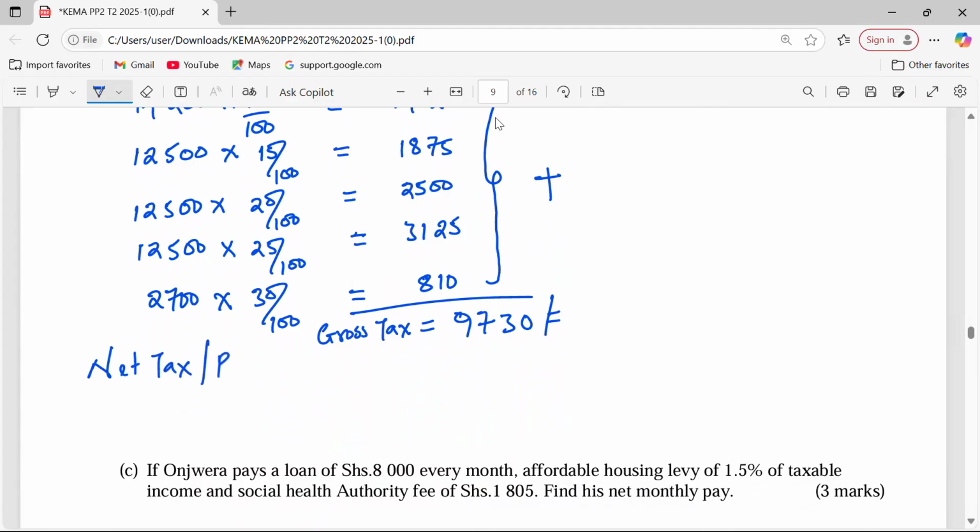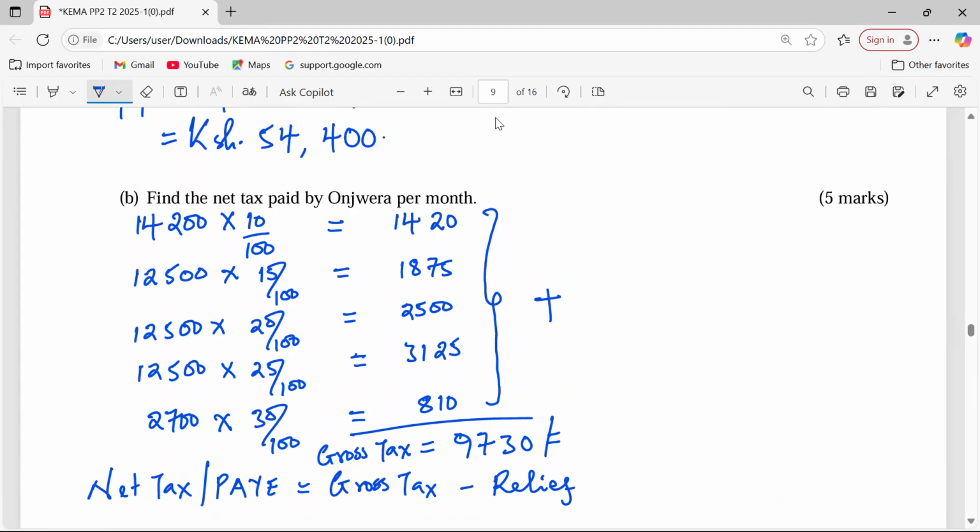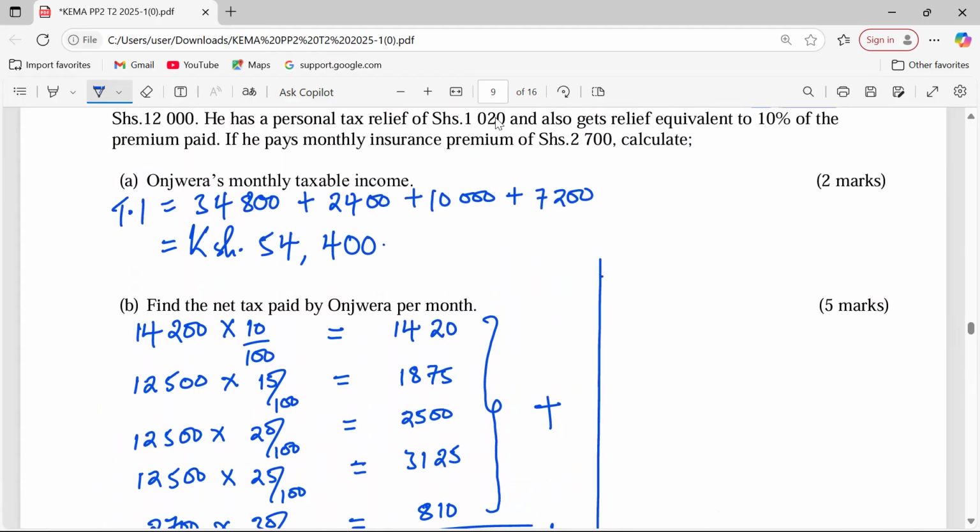also known as the payee, will be given by gross tax minus relief. Now, this gentleman has been showing several reliefs. We have a personal relief and also a relief due to the premiums that he pays.